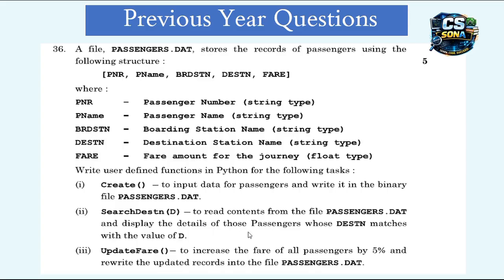Display the details. So all details have to be displayed. Update fare: to increase the fare of all passengers by 5% and rewrite the updated record to the file passengers.dat. Okay, this is like the previous question only. We have to open, create a temporary file, update, write back to the temporary file, and then rename it. Okay, let's do it.